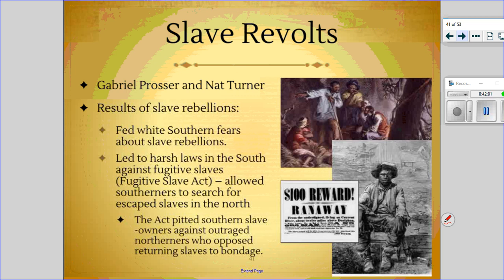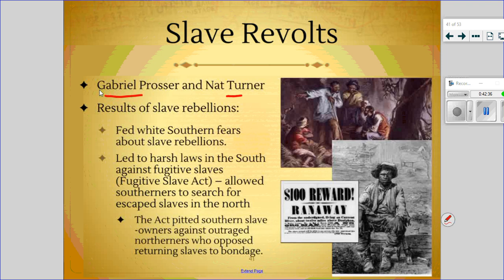There's a couple slave revolts you need to know about. They both happened here in Virginia. Gabriel Prosser planned a massive slave revolt. He had many, many people prepared to seize Richmond. They had weapons hidden away, but there was a thunderstorm, and that delayed the revolt, and a couple of people got nervous, they got scared, and they told somebody about the plan, and so Gabriel Prosser and his lieutenants were captured and executed.